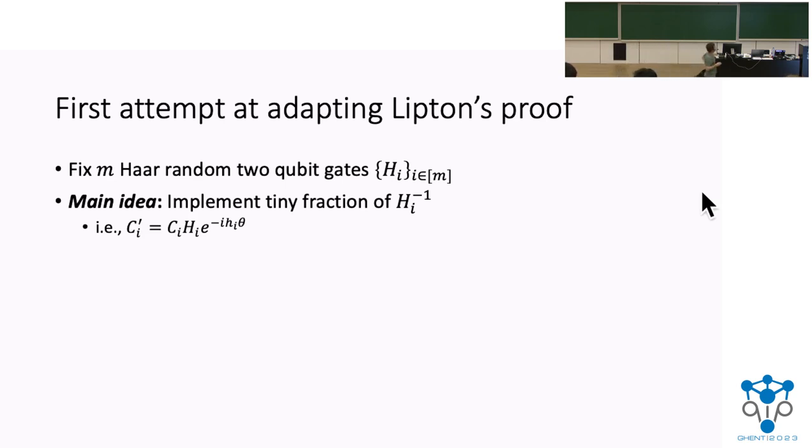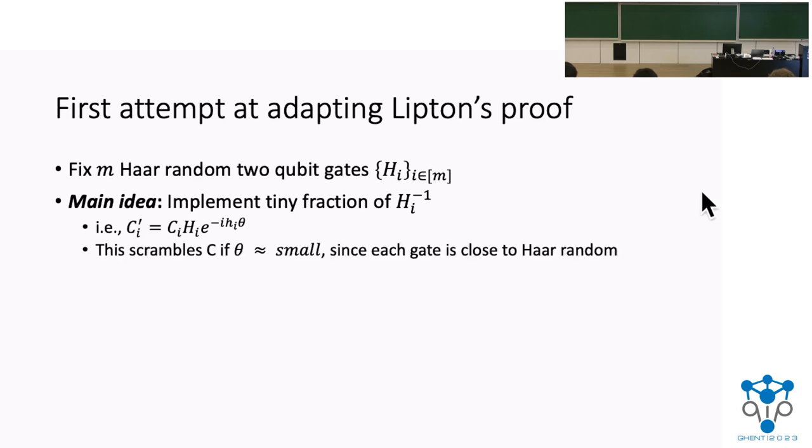So now I'm going to claim this is an interesting way of scrambling a circuit, making a worst case circuit C look more random, that has a property a little bit like Lipton, in the sense that if we take theta to be really close to 0, then it essentially scrambles the circuit completely, right? Why is that? Well, if we take theta to be very close to 0, this e to the minus i little hi times something very small does essentially nothing, right? So we're left with something that's essentially Ci times Hi, which is scrambled. Okay, that's a totally random circuit.